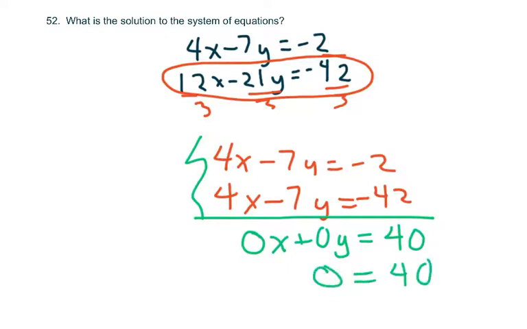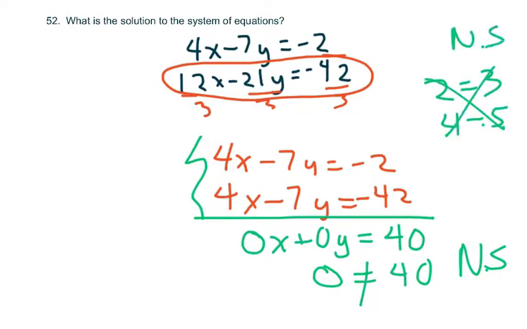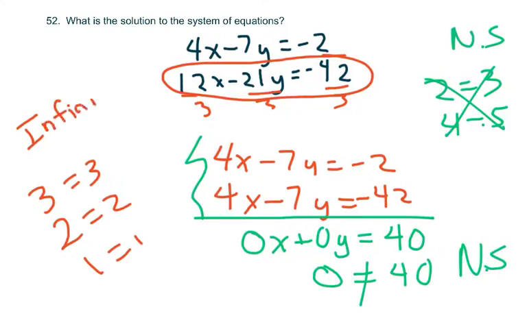And anytime you see something like that, that means there's no solution. So if you say it has something like 2 equals 3 or 4 equals 5, that means it's no solution. If you ever see something like 3 equals 3 or 2 equals 2, which makes sense, or 1 equals 1, that means it's infinite solutions. So if you lose the x and get something like that, it's infinite. But in this case, it was no solution.